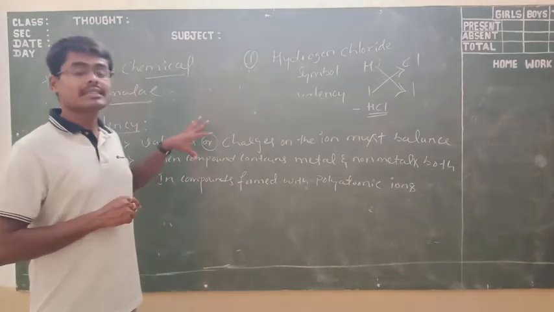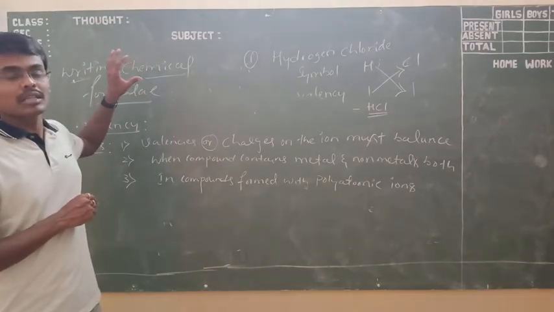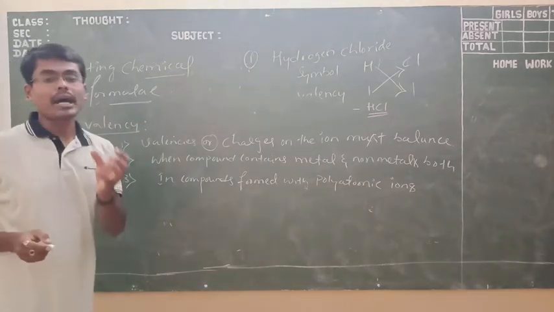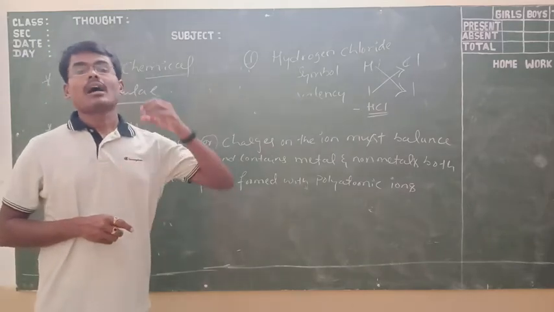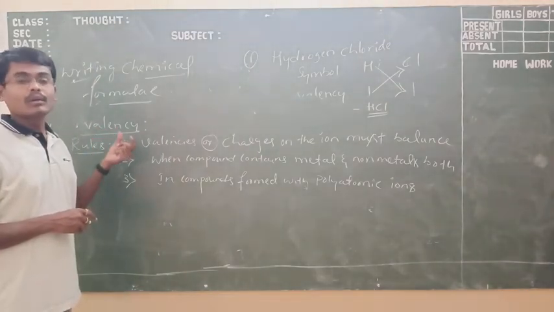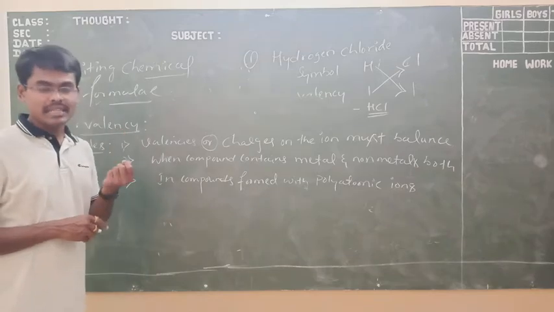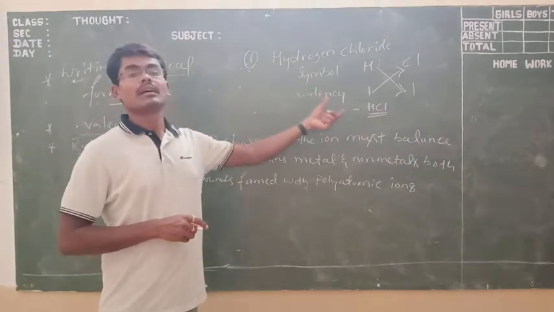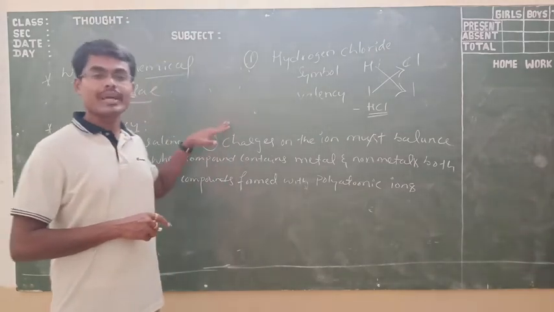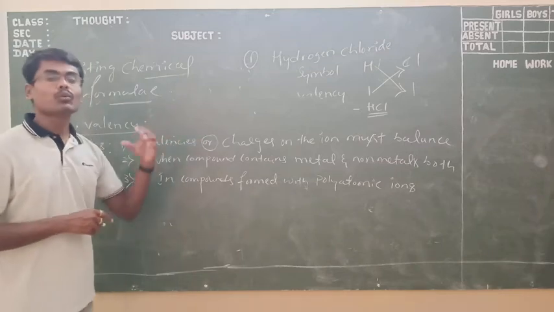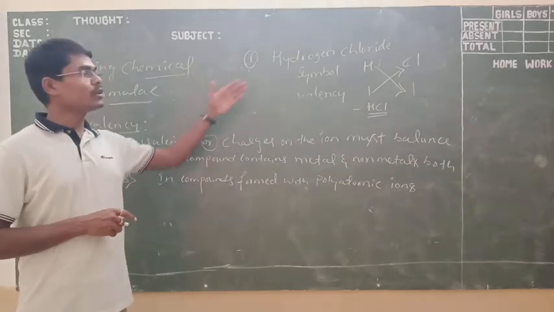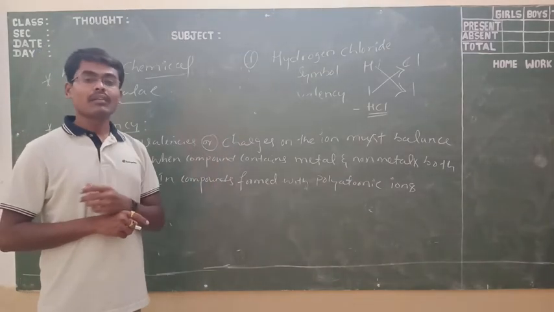But here we are discussing chemical combinations or chemical products. For that reason, what we take for valency is the combining capacity of atoms of an element. Right? By knowing the valency, it is very easy to write the chemical formulas or the chemical combinations. Then after this valency, some rules and guidelines we have to follow. Only then are we going to start writing the chemical formulas.